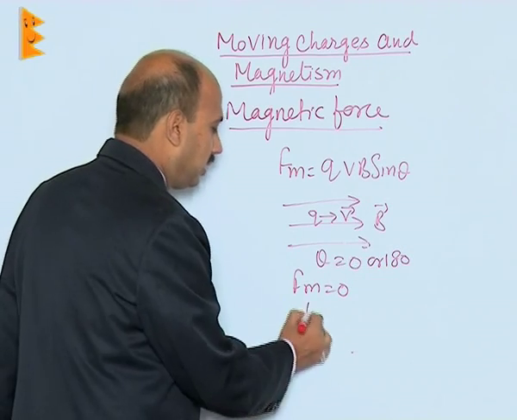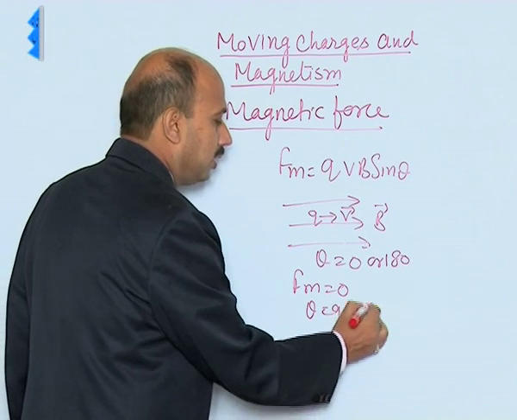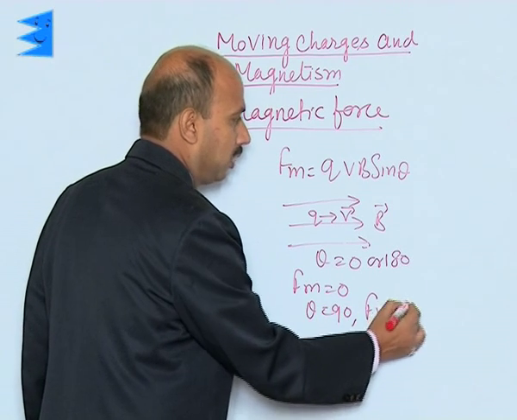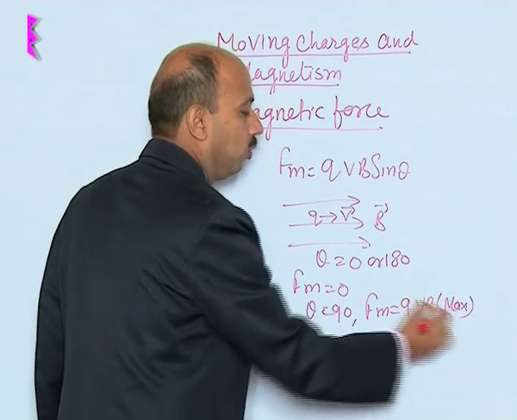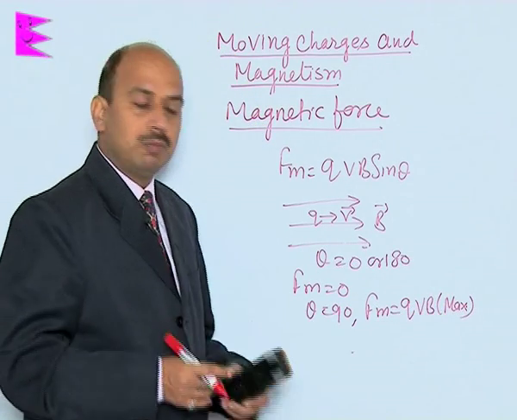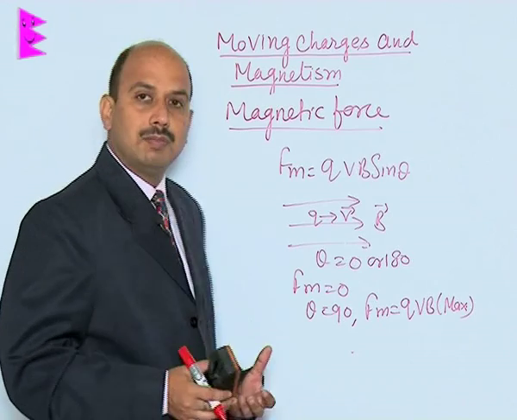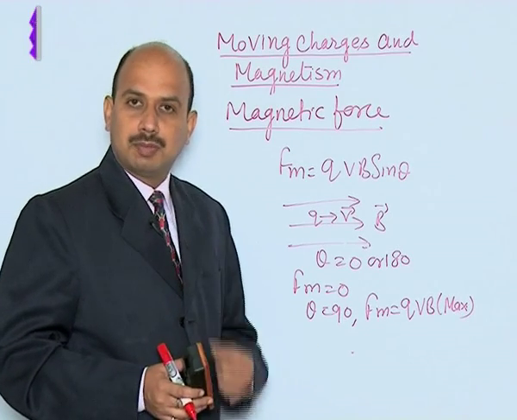Suppose you take theta equal to 90 degrees, then you get Fm equal to qvB, and this is called the maximum magnetic force. So, when the charged particle moves perpendicular to the magnetic field, the magnetic force is maximum.